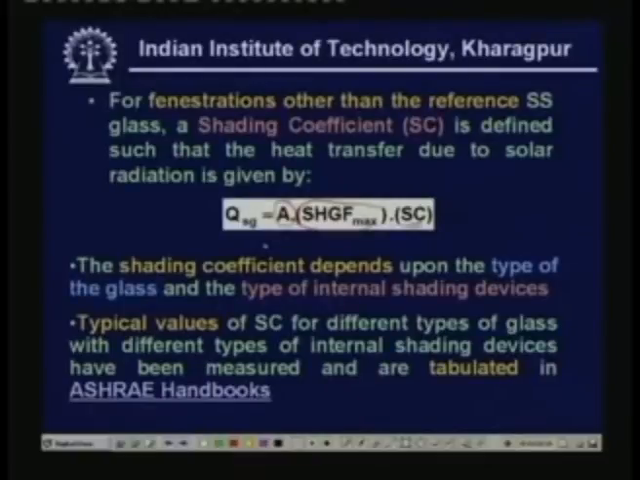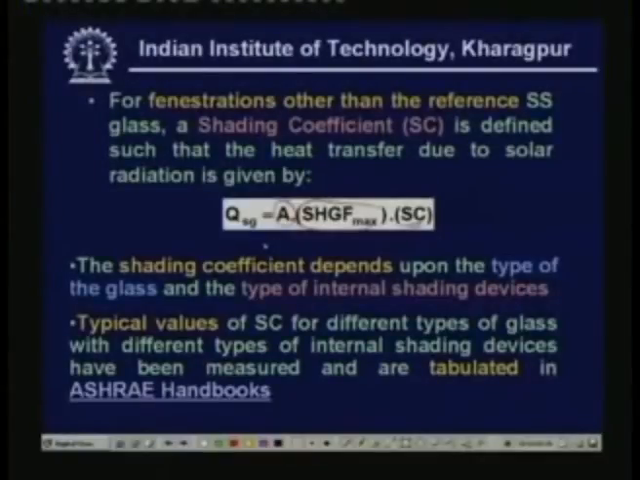That is how the shading coefficient is defined, and it depends upon the type of the glass and also on the type of the internal shading devices. You can use a wide variety of internal shading devices, as you know very well. If you want to shade the window from radiation, you can use curtains, Venetian blinds, rollers, like that. So the shading coefficient depends upon what kind of internal shading device you are using, and also upon what kind of glass you are using, whether it is a double glass or a single glass, etc. Typical values of shading coefficient for different types of glass with different internal shading devices have been measured and are tabulated, for example in ASHRAE handbooks.